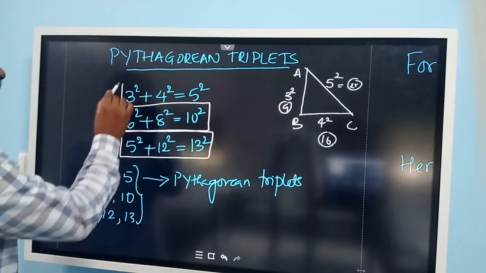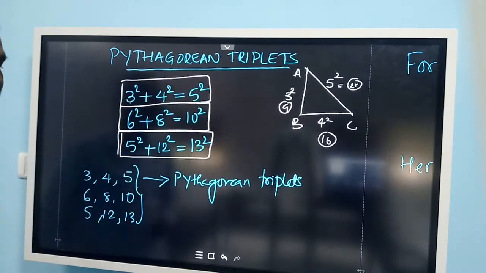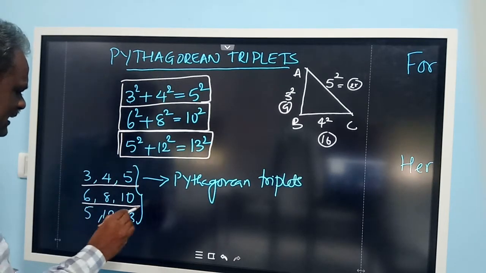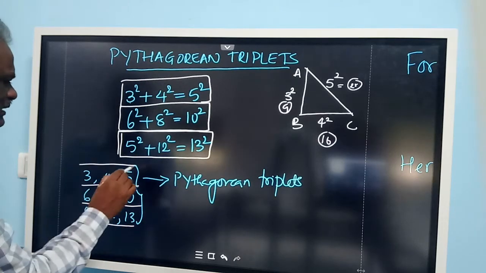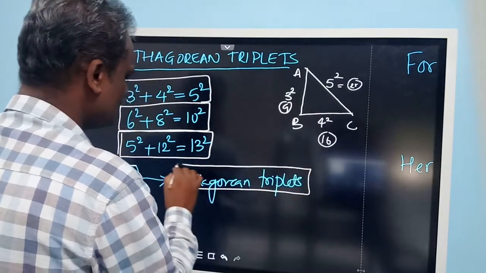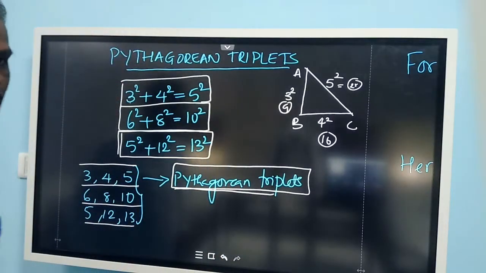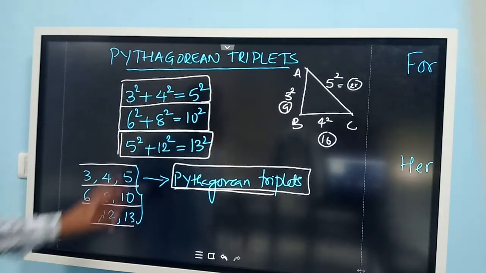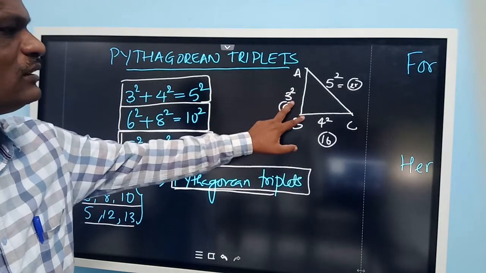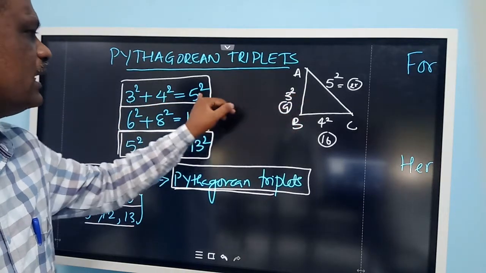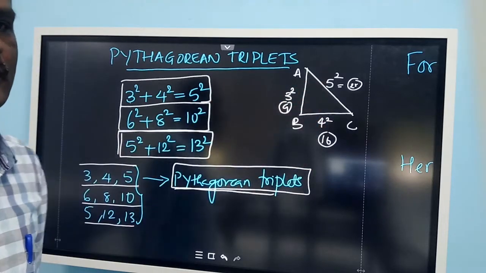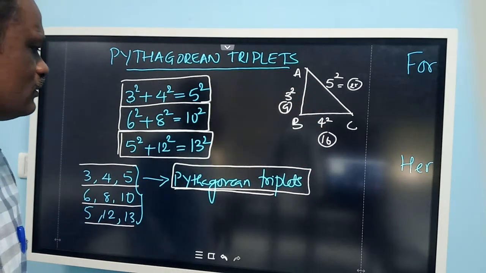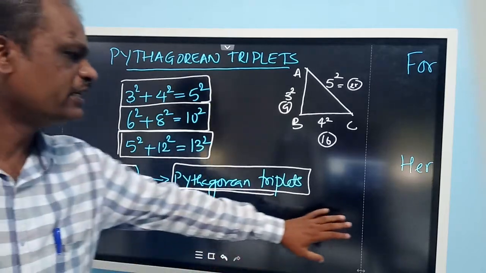So therefore, these numbers, 3, 4, 5, they are the lengths of the sides of the right angle triangle. 3, 4, 5 and 6, 8, 10, 5, 12, 13. These are called Pythagorean triplets. Remember the name Pythagorean triplets. Pythagorean triplets are nothing but the lengths of the sides of the right angle triangle. So 3 and 4 are the lengths of the two sides other than the hypotenuse, and the longest side is 5, that is the hypotenuse, 5 square. So these numbers are called Pythagorean triplets.